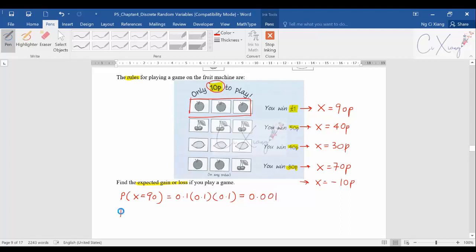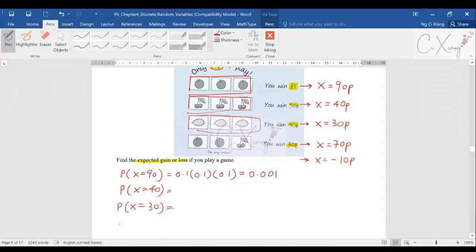Alright, so do the same thing for x equals 40. Do the same thing for x equals 30. I think it's not hard for you to get it because 3 cherries use the same method as 3 apples. 3 lemons also the same. Okay, then maybe we want to discuss x equals 70.